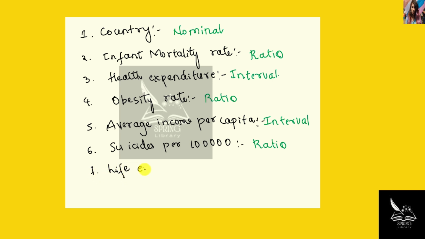Then the life expectancy. Life expectancy represents a continuous quantity that measures the average lifespan of individuals in a population. It has equal intervals between the values but does not have true 0 point. Therefore, it is an interval variable.